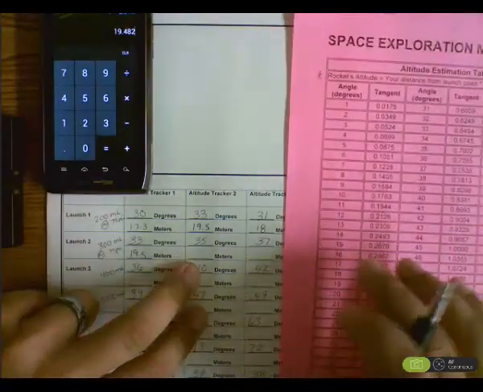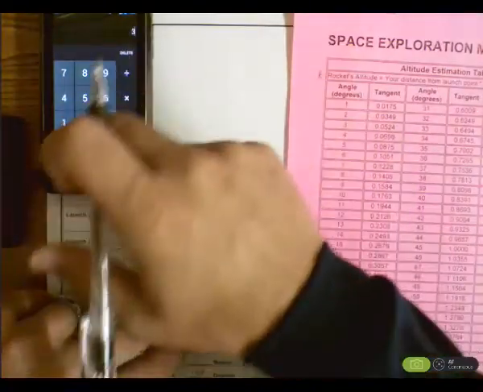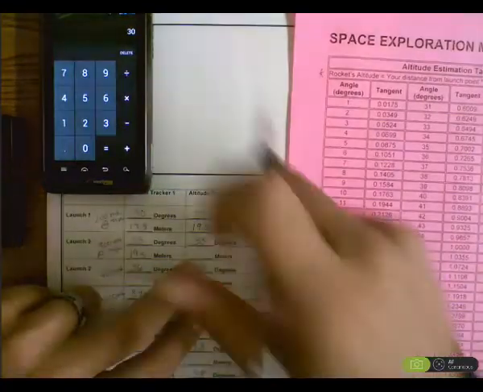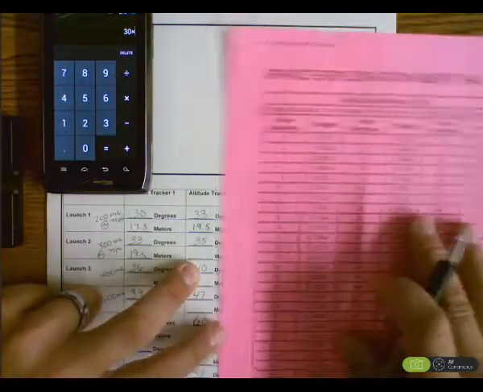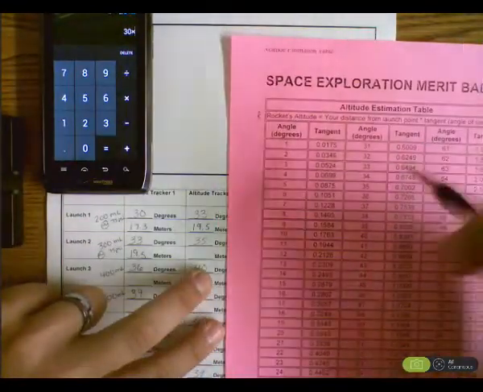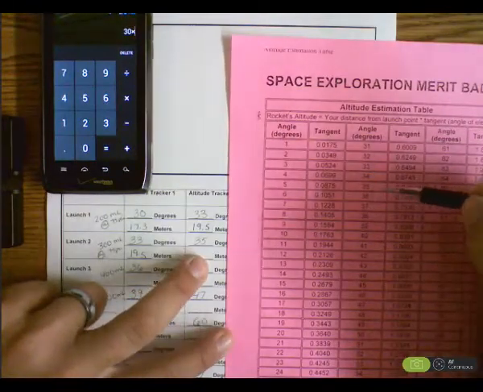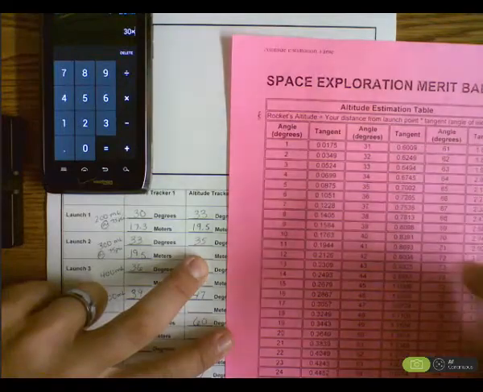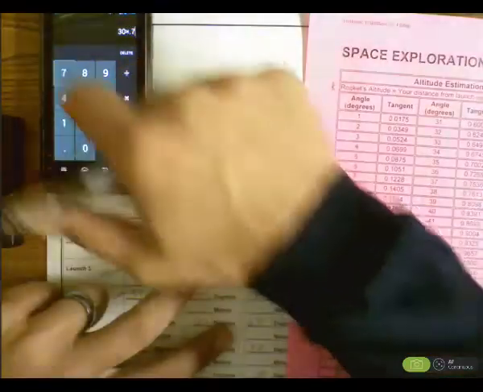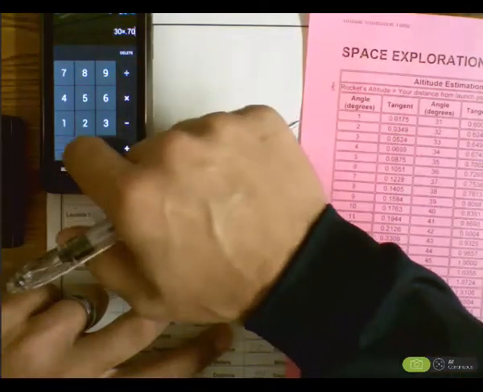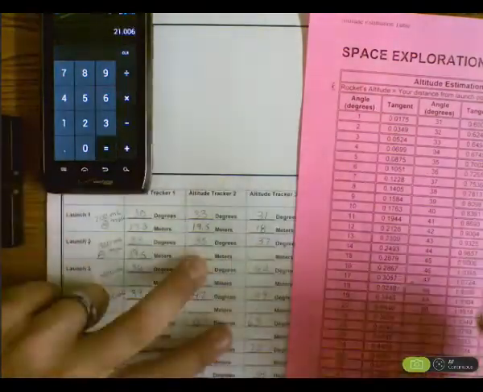Next one is 35. So I got 30 again, times, go to my tangent function, try to figure out what tangent is. 35 inside my chart, I go to 35. It's 0.7002. 0.7002 equals 21.